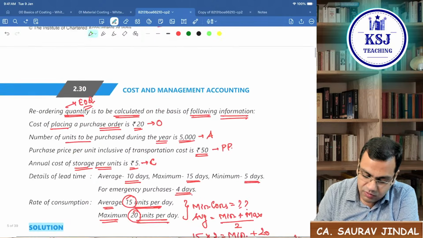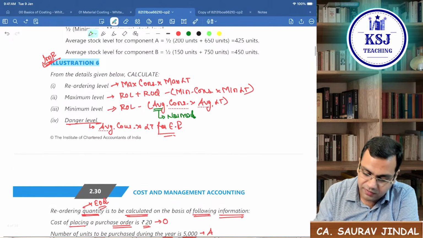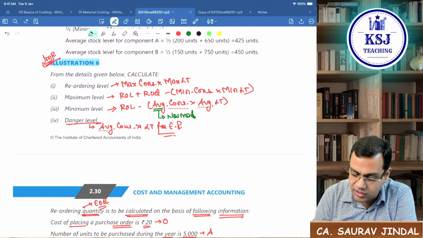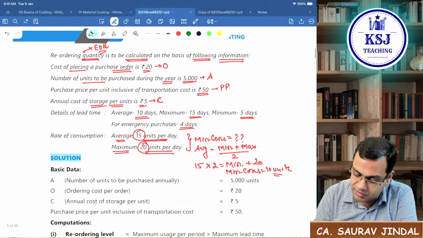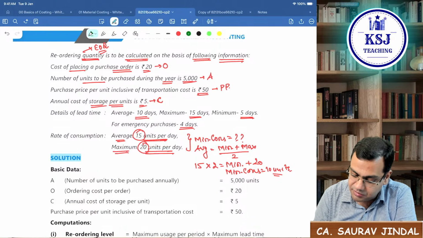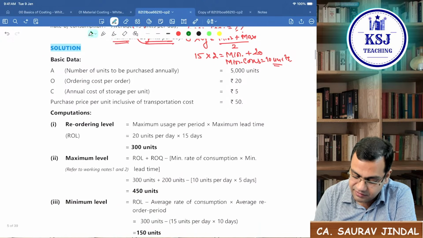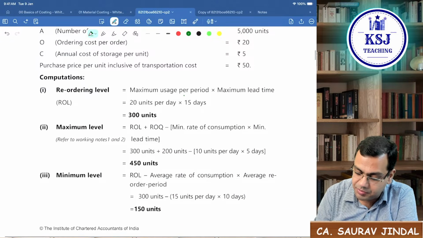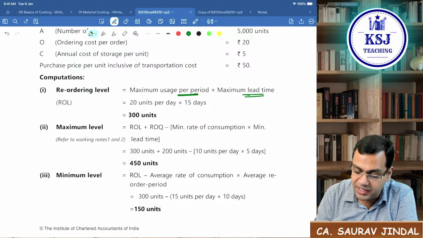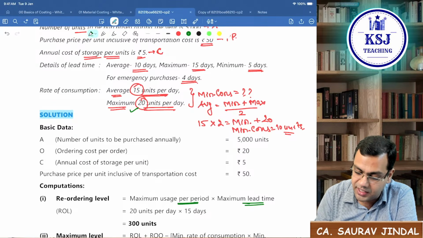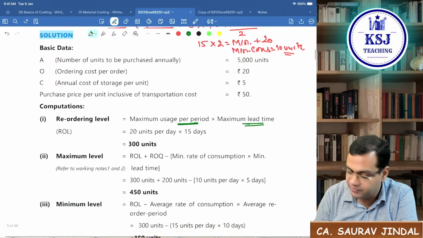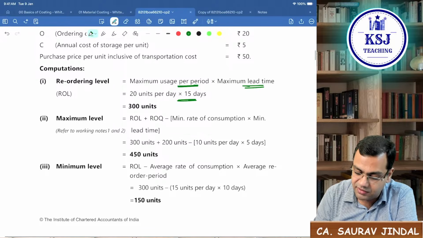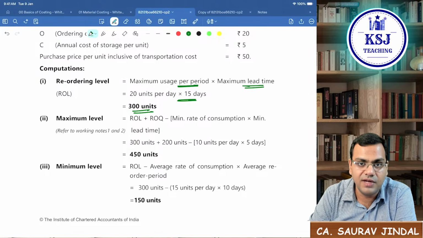Okay, now for this, what will be the reorder level? Can you calculate the reorder level now? Yes sir, maximum consumption is 20 and the maximum lead time is 15. So maximum usage per period into maximum lead time. Maximum consumption is given 20, maximum lead time of 15. So 20 into 15, 300 units will be your reorder level.